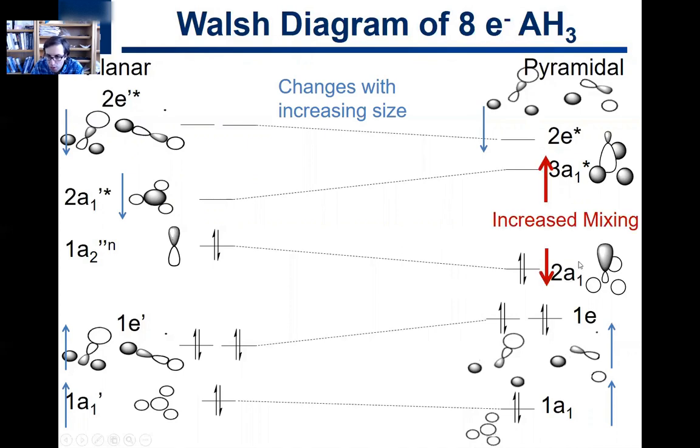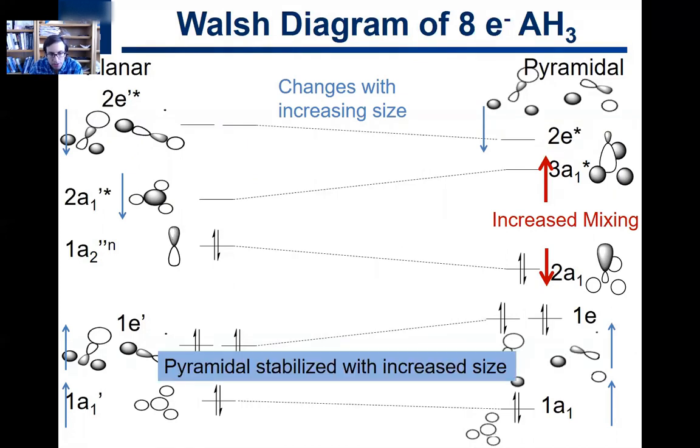But notably, look what happens here. You had these ones that mixed, right? And so before they mixed, now they're going to be closer in energy because this bonding one's going to go up, this anti-bonding one's going to go down, and that's going to cause them to drive apart and mix even more. And so as a result, this HOMO here for pyramidal is going to go down with larger size. And that means that pyramidal is stabilized with increased size.